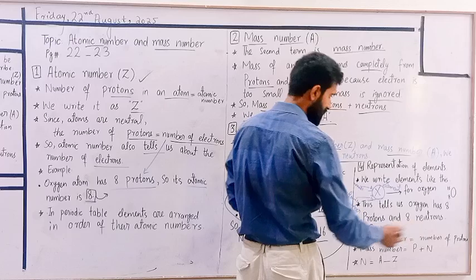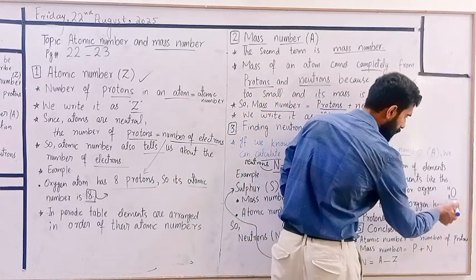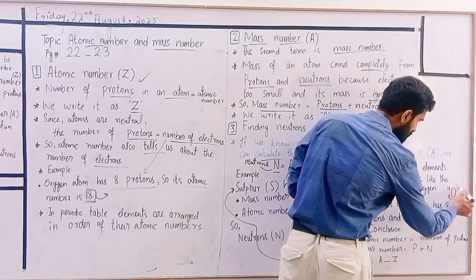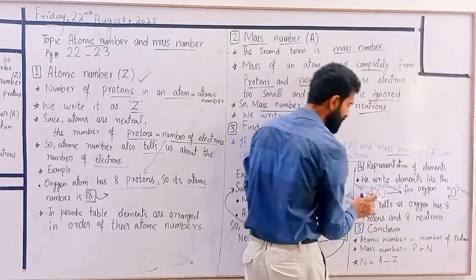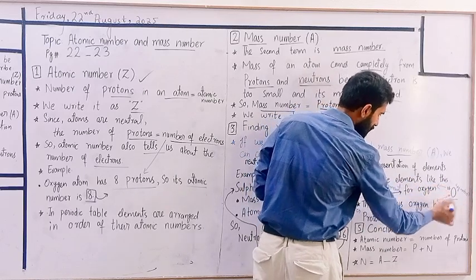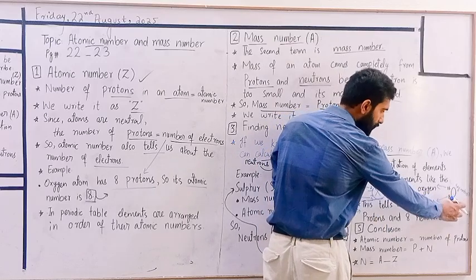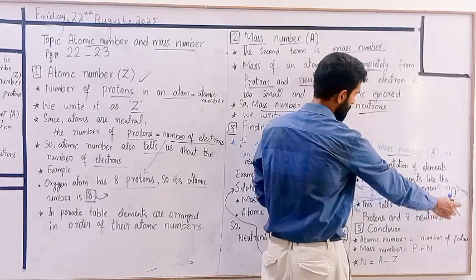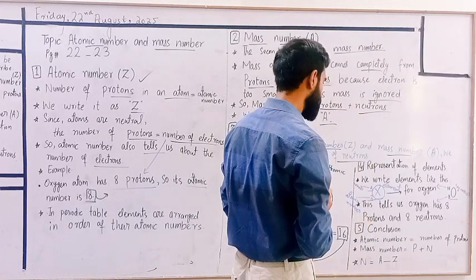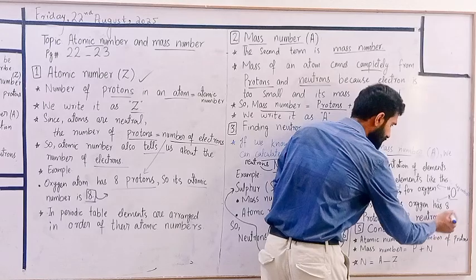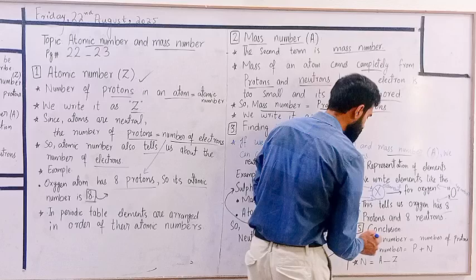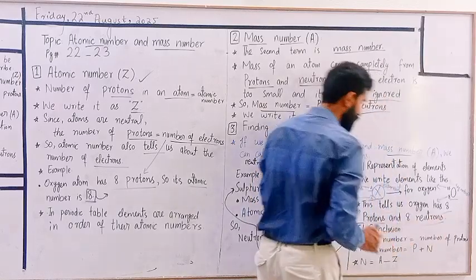For example, for oxygen, O with mass number 16 and atomic number 8. Here, O is the symbol of oxygen, 16 is the mass number and 8 is the atomic number. In this way, we represent any element. So this tells us oxygen has 8 electrons and 8 protons. This tells us that oxygen has 8 neutrons as well.